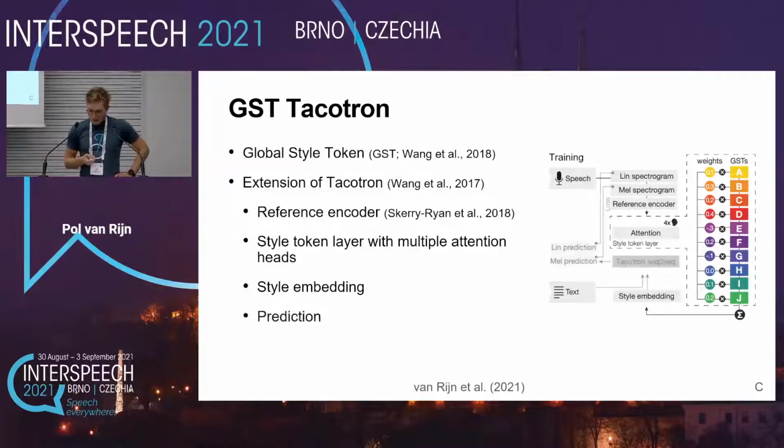Together with the text and the style embedding, we obtain predicted spectrograms, and the spectrograms are then used to compute the loss during training. Here we use Griffin-Lim, like I said, to reconstruct the phase information from the spectrogram and synthesize the sound.